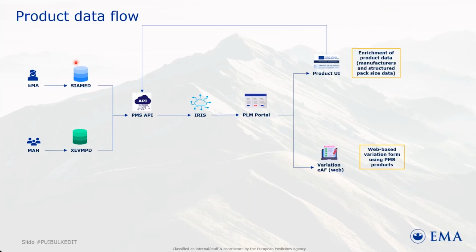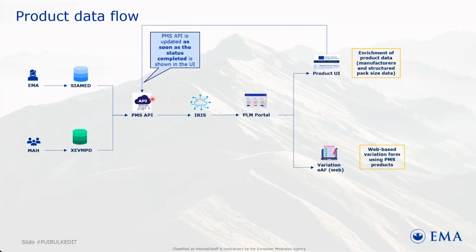Whenever we have the data in the PLM portal, you can consume it with different systems, for example the web-based EAF, or also the product UI. In the product UI, you can use this data, for example those products or those packages, for your enrichment. As soon as you submit your enrichment through the product UI, this data goes to the PMS API. The PMS API is updated as soon as the status is completed in the change request in the product UI. So you submit your enrichment and you will see the status completed.